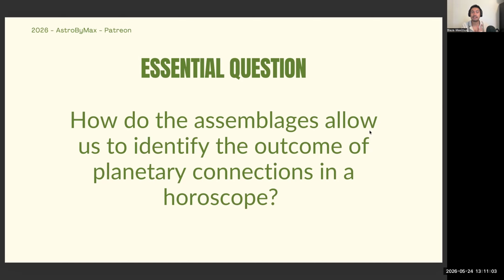These assemblages will allow us to understand the relationship between planets, and that relationship will then produce an effect in the waking world, based on what those planets indicate and what they signify and what they govern. We're going to unpack how to actually read chart dynamics today, how to look at a chart and understand the dynamic between the planets and what type of effect that will produce.